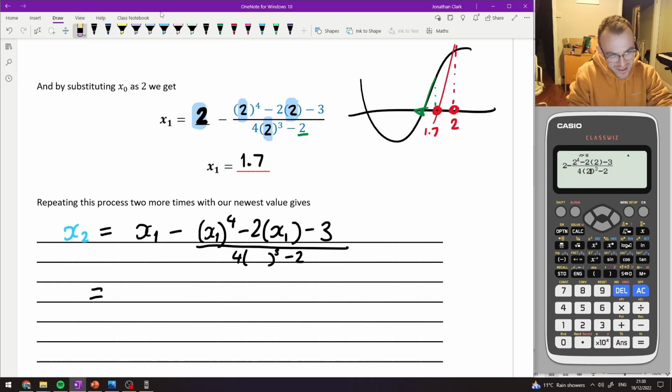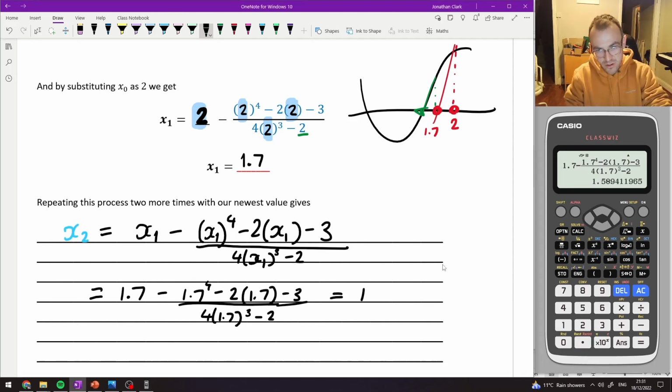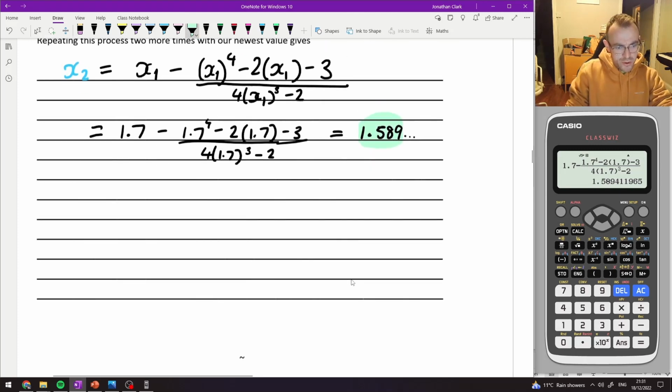Just realised, sorry, consistency with my notation here. I'm going to write x1 just there. Cool. And now let's calculate it with 1.7. Awesome. So we've got another answer, 1.589. So we seem to be closing in on something, and from the earlier PowerPoint slide, hopefully you saw that it was around about 1.5-ish. So this is looking pretty good. We can run the process 1 or 2 more times.